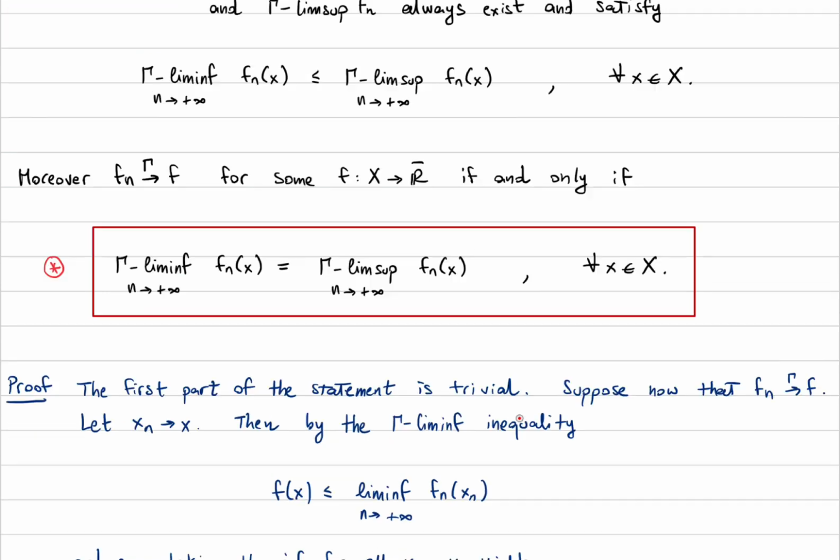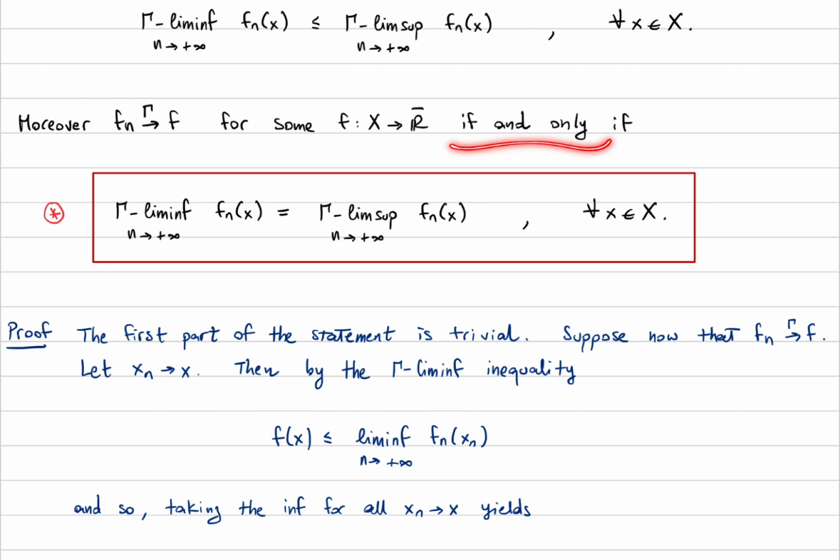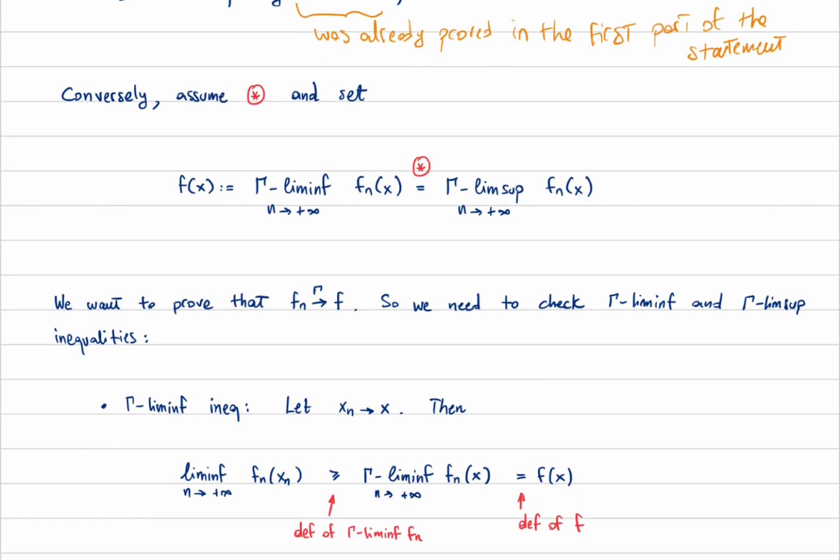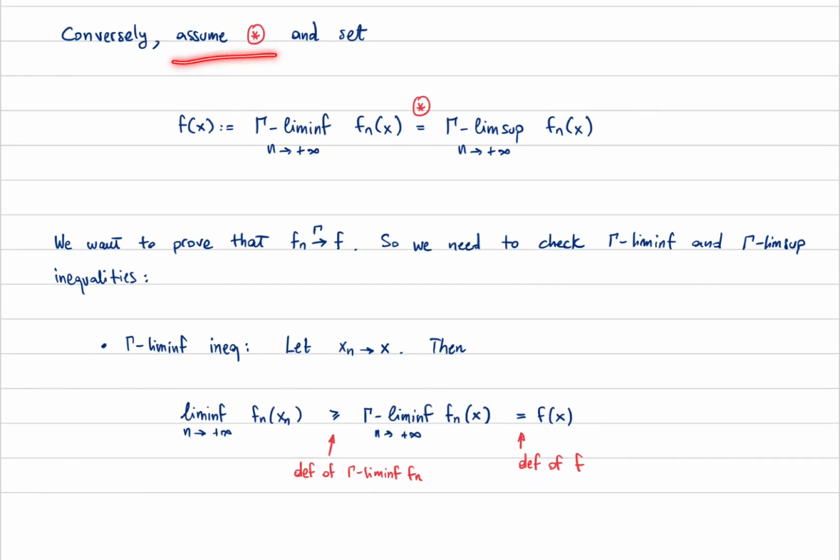And now we have to prove the other implication of the if and only if. So the other implication: assume star, so assume that gamma lim inf is equal to gamma lim sup. And obviously, let's define a candidate gamma limit. The reasonable candidate is defined pointwise as the gamma lim inf, which is also equal to the gamma lim sup since we are assuming star. So define f of x as the gamma lim inf as n goes to plus infinity of fn of x, and we want to prove that fn is gamma convergent to f.